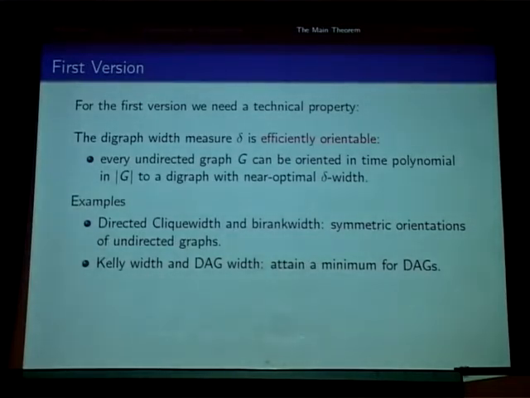Now, this is not such an arbitrary requirement. If you look at, say, directed clique width or birank width, if you give me an undirected graph, I give you a symmetric orientation of that undirected graph, and that digraph will have minimum birank width or minimum directed clique width among all possible orientations. For DAG width, for instance, and Kelly width, if you give me an undirected graph, I simply orient the edges so as to obtain a DAG, and that's going to give me minimum DAG width. So I can do this in polynomial time. Actually, we don't need optimal, so suboptimal will do.